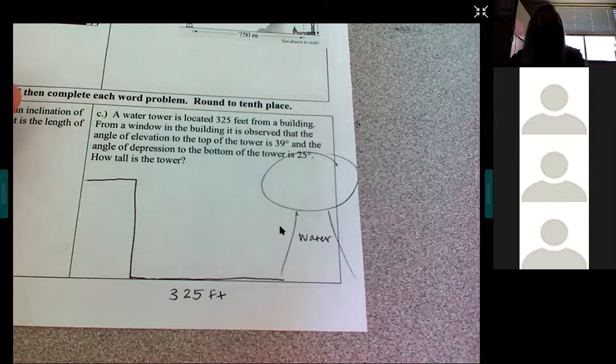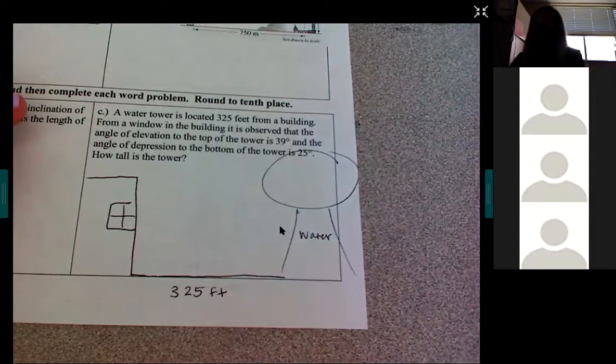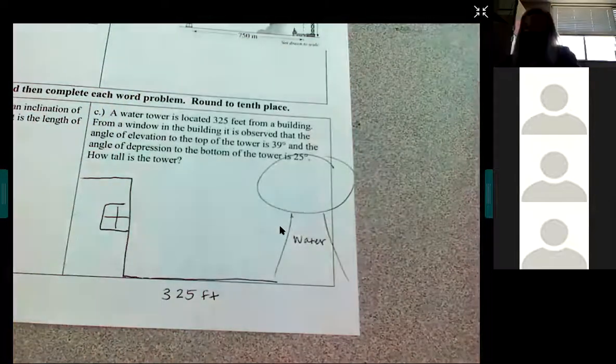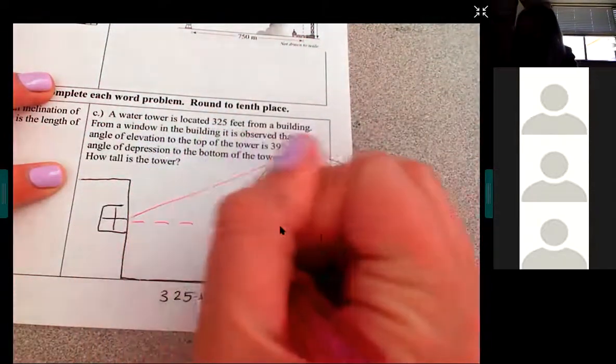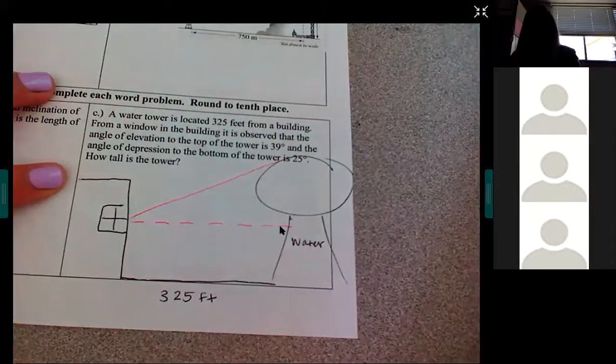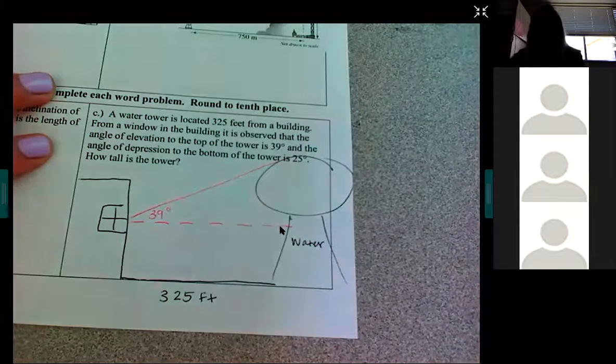From a window in the building. So you need to draw a window in your building. That is a big window, but that's okay. It says the angle of elevation to the top of the tower is 39 degrees. What does angle of elevation mean? We're looking up. So from the window, I'm going to do it in pink. From the window, we're looking up to the top of the tower, right? And that angle is supposed to be what? 39 degrees. Good.